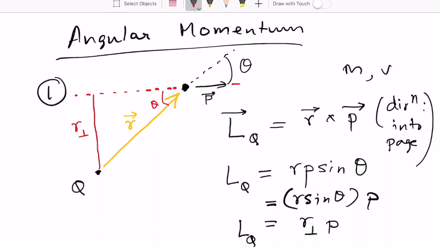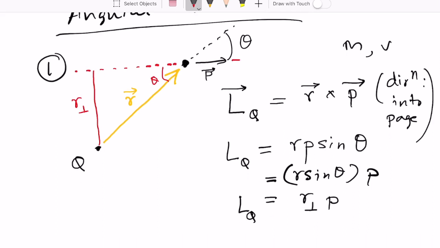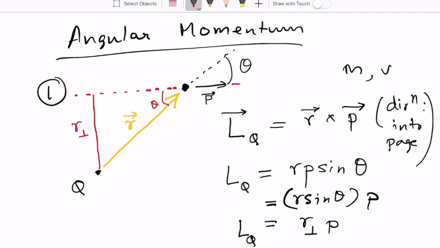Now, one interesting thing about angular momentum is the following. It totally depends on where you're measuring it from. You might have noticed that I have the Q subscript everywhere when I'm calculating the angular momentum. So you might have wondered, why am I writing L sub Q? Why am I specifying the point where I'm measuring the angular momentum from? The reason is the angular momentum totally depends on where you're measuring it from.